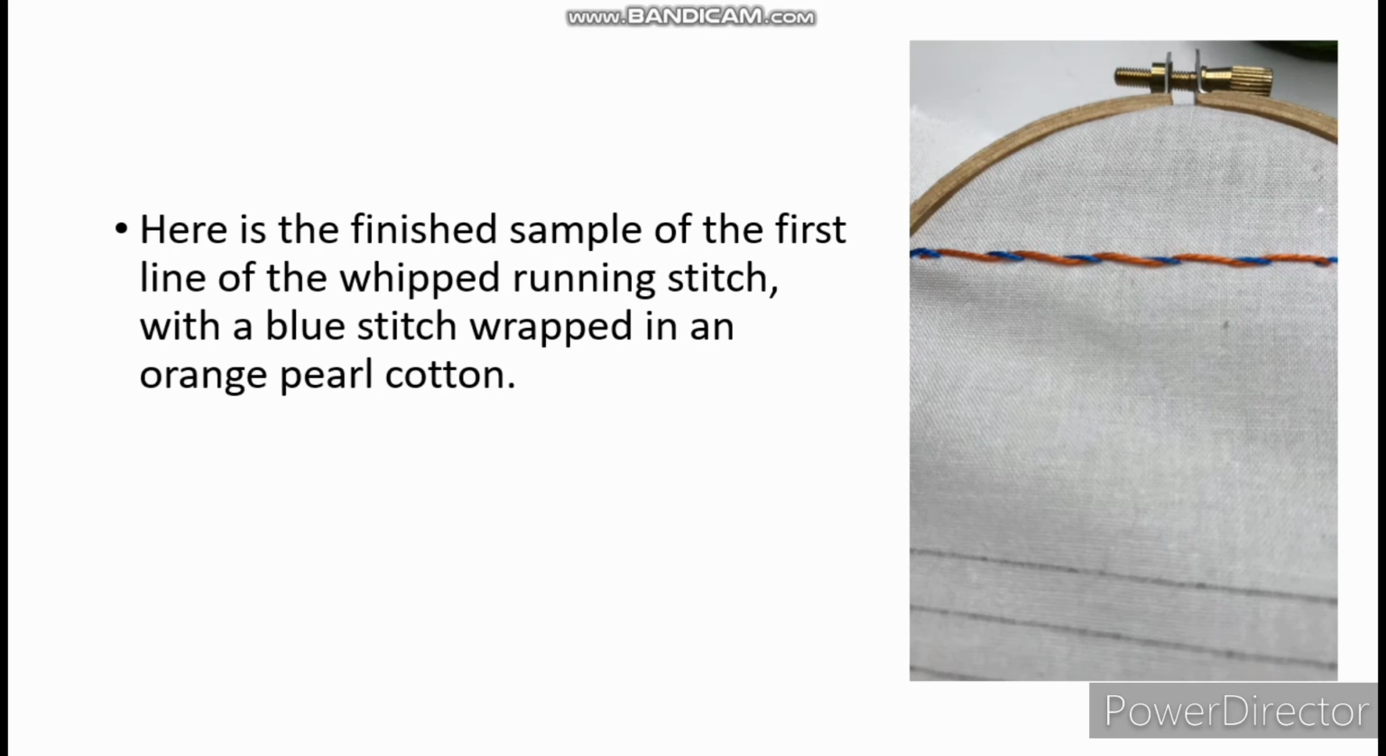Here is the final sample of the first line of whipped running stitch with a blue stitch wrapped in an orange pearl cotton. You can see it from the diagram there.